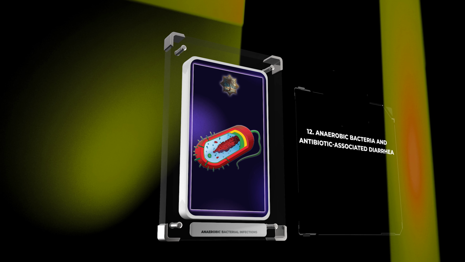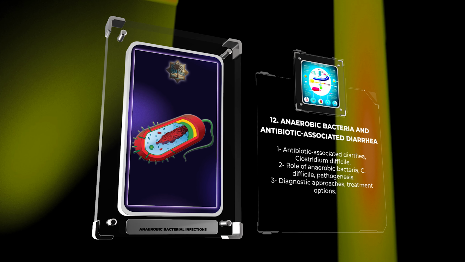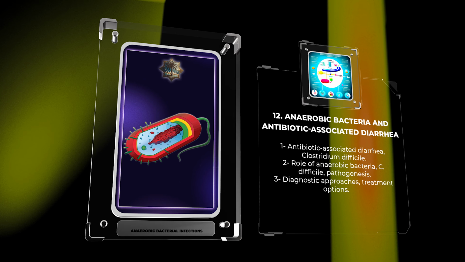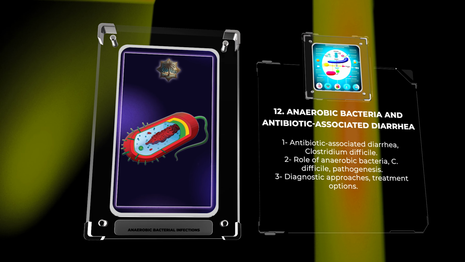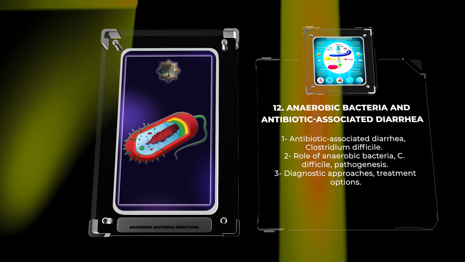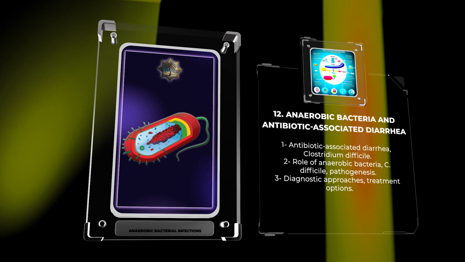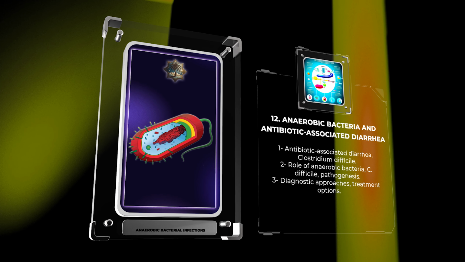The development of antibiotic-associated diarrhea, often caused by Clostridium difficile, is a well-known consequence of antibiotic therapy. We will examine the role of anaerobic bacteria, particularly C. difficile, in the pathogenesis of this condition. Additionally, we will explore diagnostic approaches and treatment options targeted at anaerobic antibiotic-associated diarrhea.